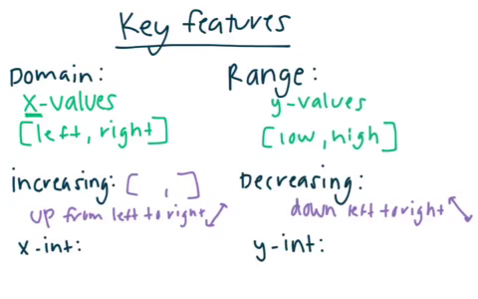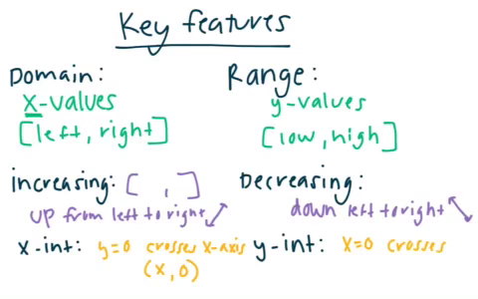Okay, x-intercept. This is when y is equal to 0, or where it crosses the x-axis. And then given an ordered pair, we have an x value, and then 0 is what the y value is. Y-intercept is where x equals 0, or where your function crosses the y-axis. And it'll always be given in an ordered pair. You'll be able to tell because the x value will be 0, and then you'll have a number for the y value. So I'm going to go over a few examples with you of this.